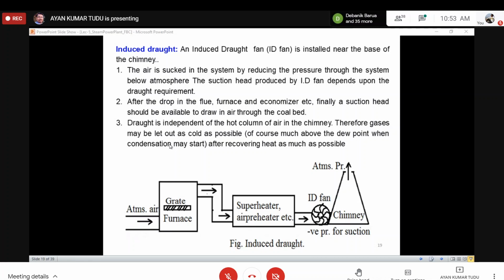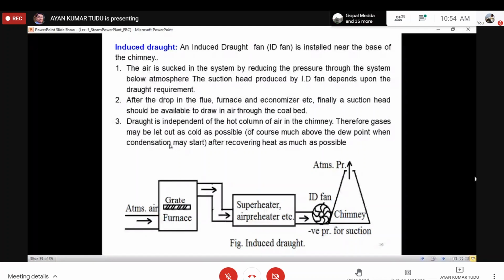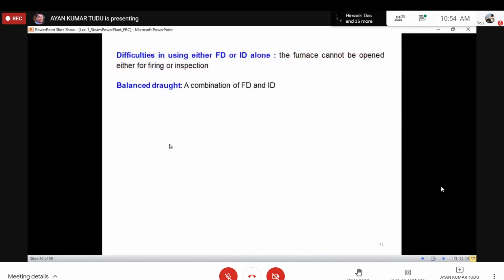This actually reduces the draught and it dilutes the combustion, and there is a chance of the fire completely blowing out. That's why the furnace cannot be opened either for firing or inspection in FD or ID alone, meaning in forced draught or induced draught alone. That's why we need a combination of both, which is known as balanced draught. So what does the balanced draught do?